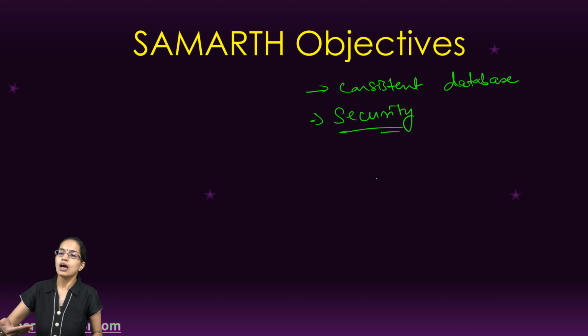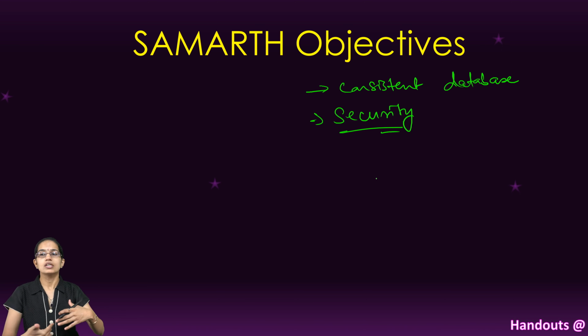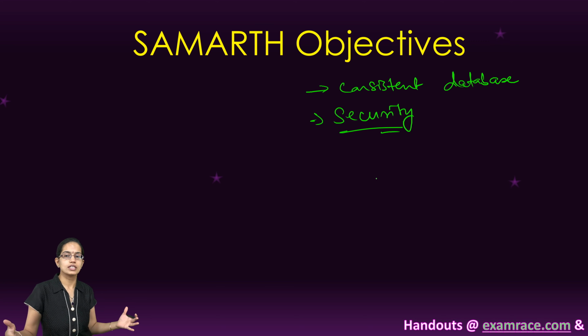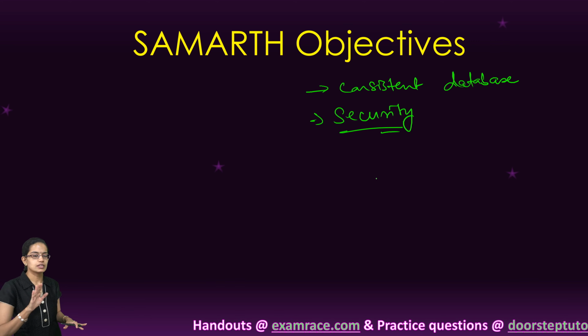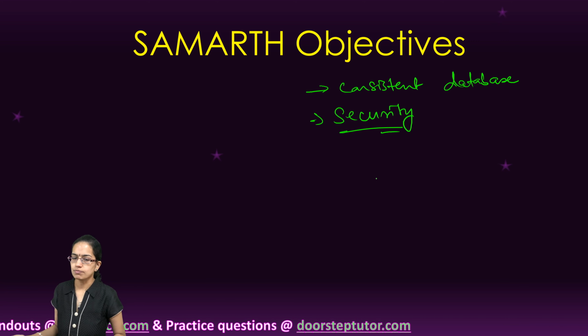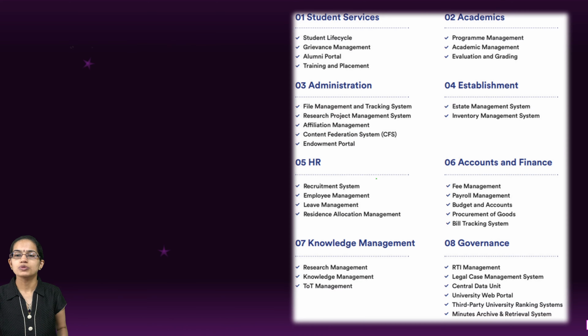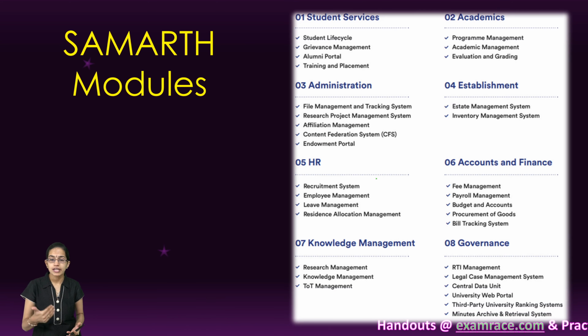So let's say the universities which are connecting across boundaries or across states would have a seamless interface, with continuous improvements that could be provided from one platform to another platform using various engineering modules. Now this SAMARTH has 8 different modules.